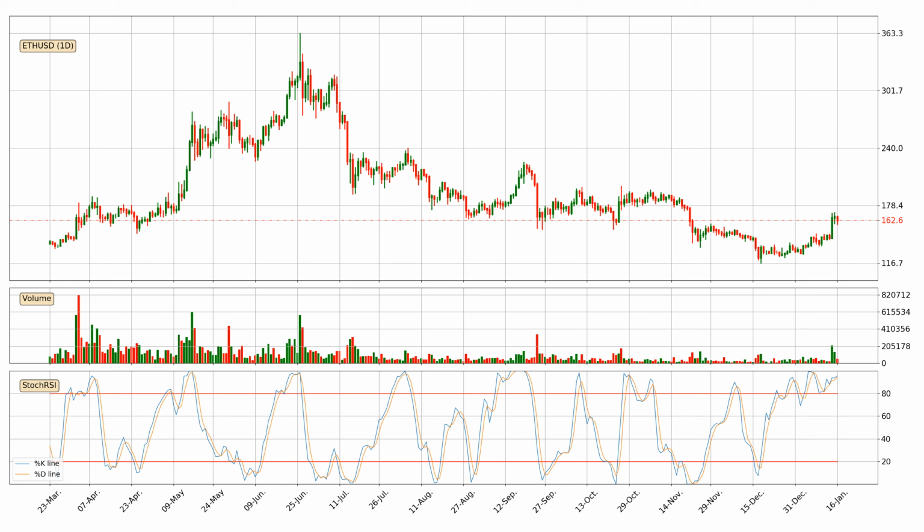Another example can be seen here, where the %K line crossed the %D line to the upside. After this the price moved up. This is, however, not always true, as no indicator can predict the future with certainty.